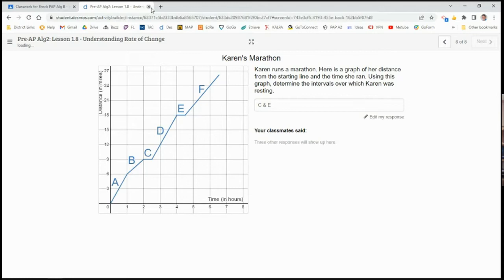All right. Great job, everyone. That was the last page of that. Understanding rates of change, and that's all constant rates of change. They just vary.